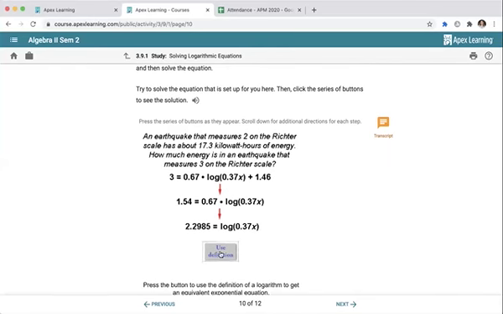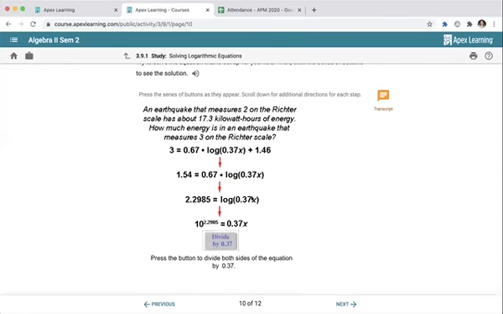So we use our definition, and that's saying 10 to the power of 2.2985 is equal to our value inside our expression, which is 0.37x. Before we plug this into our calculator, we divide both sides by that coefficient out in front, and that's what we plug in. It gives us 537.4, the amount of energy that an earthquake has when it measures a 3 on the Richter scale.